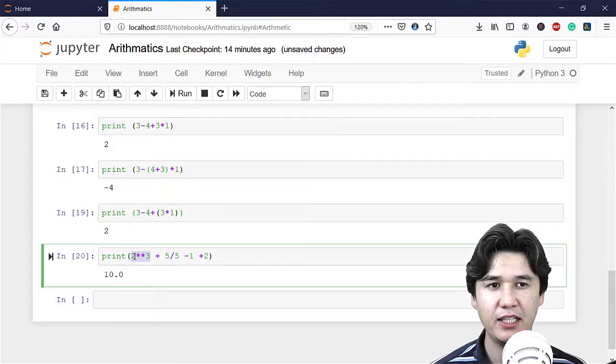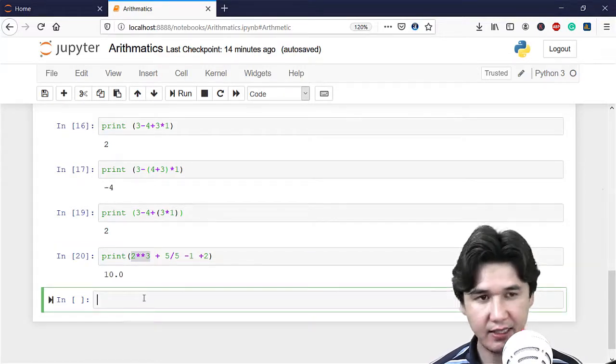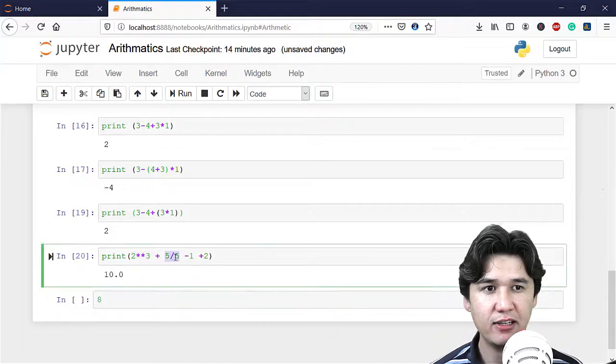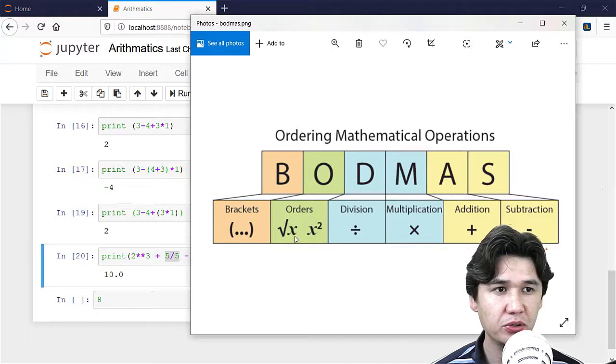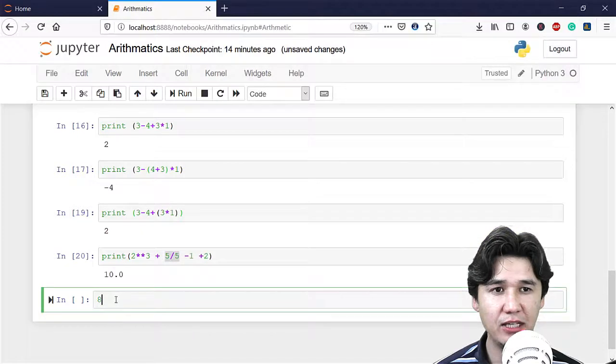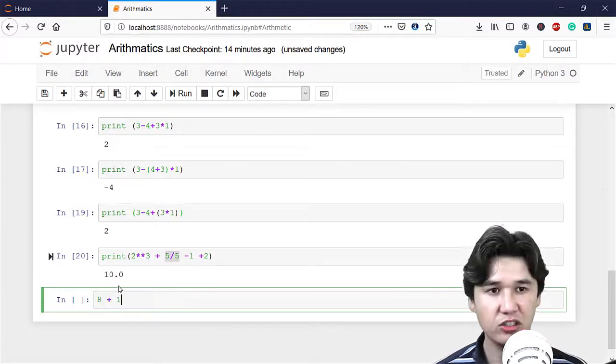For example, we have 2 power 3 which is equal to 8. For example, I get the answer 8. Then we are dividing 5 multiplied by 5, because after that, first we are going to use the order which I have just multiplied 3 times, and I get 8. Now since the bracket is not there, we are going to use the division, which is 5 divided by 5, and we are going to get 1.